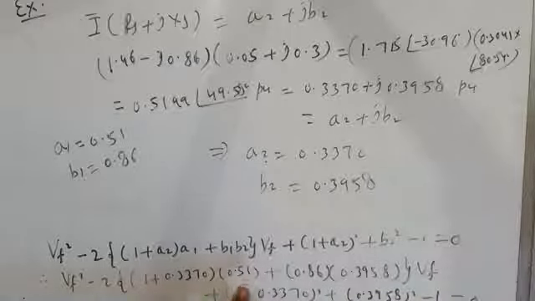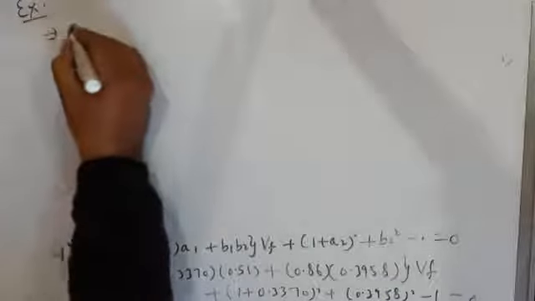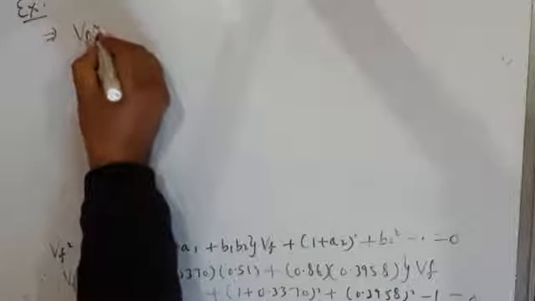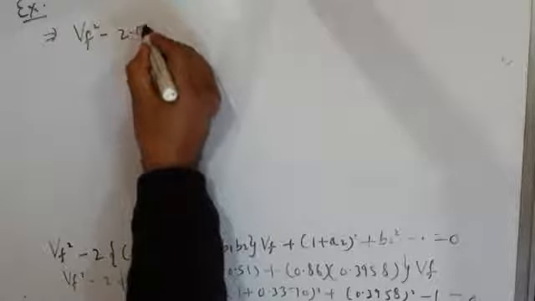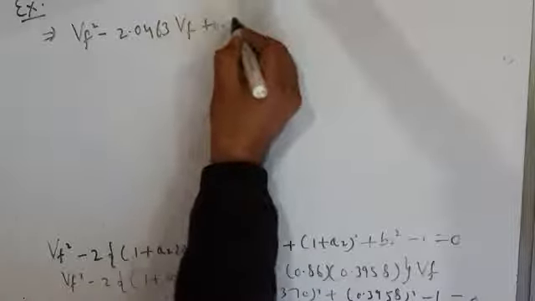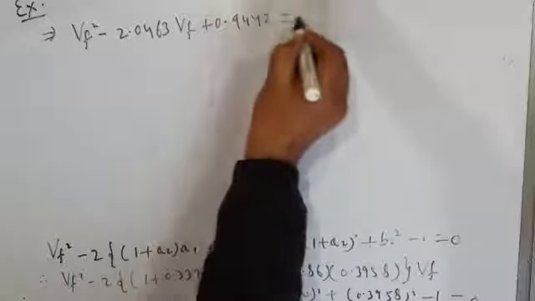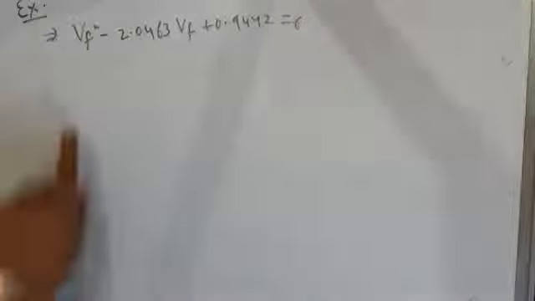इसको solve कर लीजिए, simplify कर लीजिए. Take your calculator in your hand, solve this, you will get this equation for VF. VF की ये equation, quadratic equation ये आपको मिलेगी. VF square minus 2.0463 VF plus 0.9442 equal to 0. After solving this, after computing this. Okay, तो ये आपकी quadratic equation बन गई.